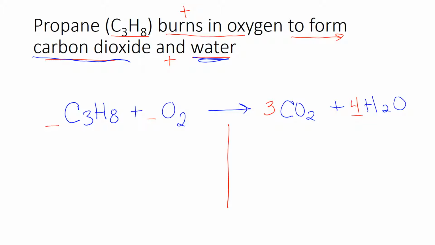I need to go back to my reactant side and make sure that I have 10 oxygens on this side as well. So I need to think of a number that I can multiply by 2 to get 10. So I'm going to put 5 in my coefficient spot. So now I have a balanced equation.